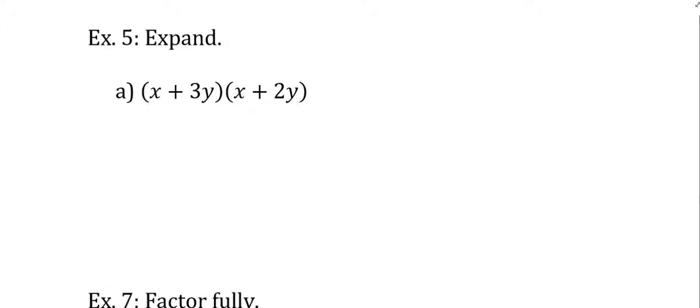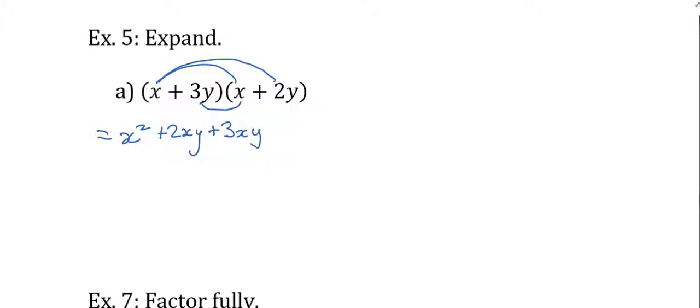What's different about this question other than it's not factoring? Anybody notice? You have two variables. There's a y in it as well. So let's expand and see what happens. Yep. X times x is x squared. X times 2y, we did this kind of stuff before, so that's 2xy. 3y times x is 3xy.